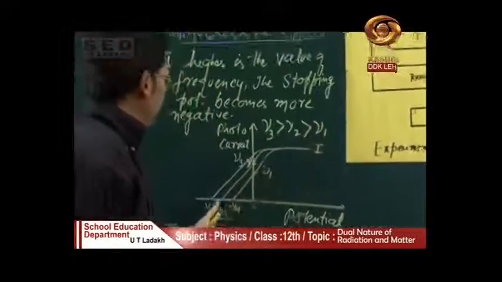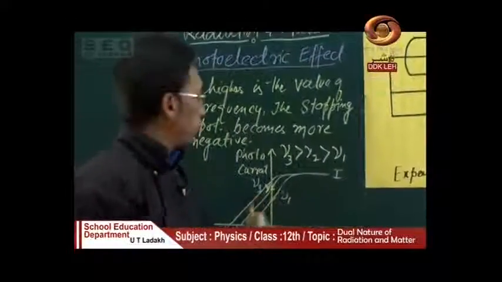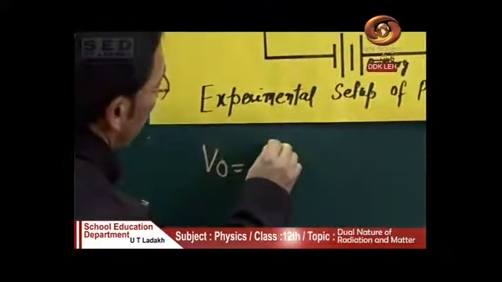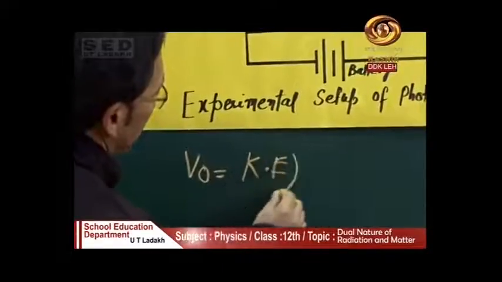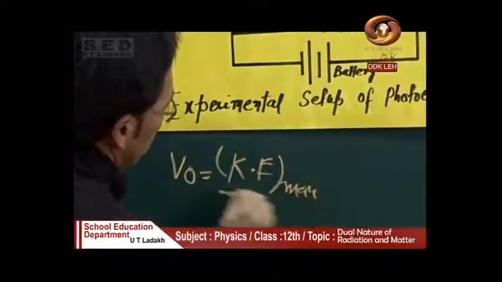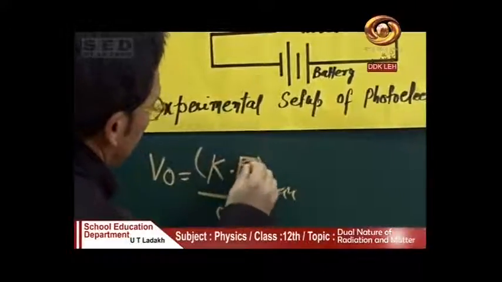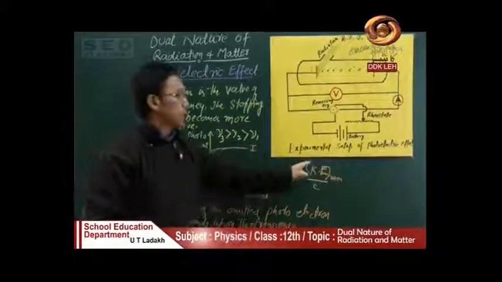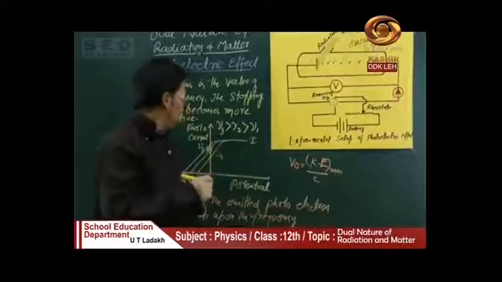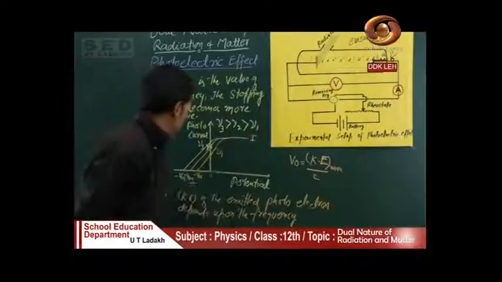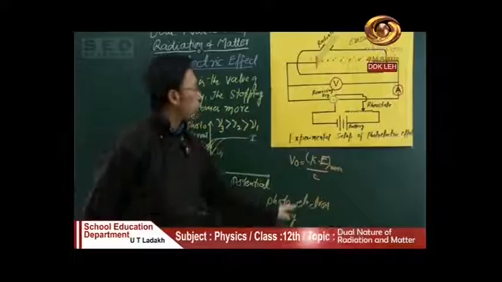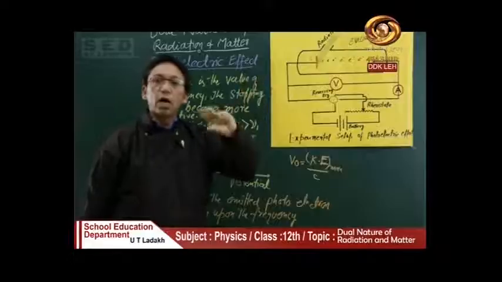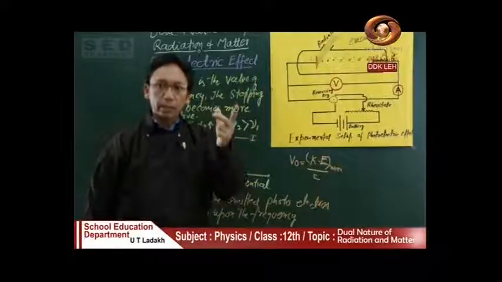That's why we get a different value of stopping potential, because we have a relation we have derived in the previous one that V naught is equal to kinetic energy maximum upon e. So maximum value of V naught means the kinetic energy of the electron is maximum. So kinetic energy of the emitted photoelectron depends upon the frequency. The more the value of frequency, the more kinetic energy the electrons emitted from the metal surface will have.